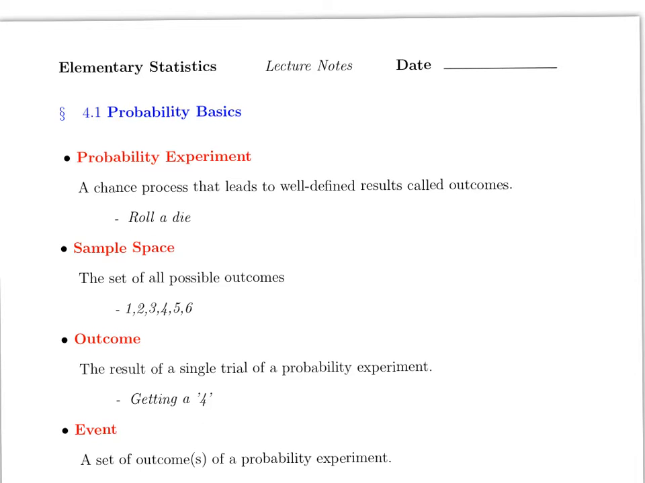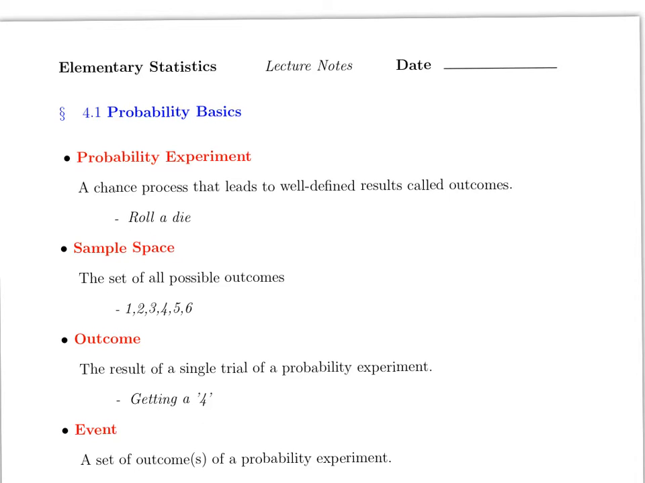We're gonna start probability. Probability is slightly different than a statistic and a little bit more tricky, but it's not that bad. In probability, you have the following elements. You always want to have a probability experiment. A probability experiment is a chance process that leads to well-defined results called outcomes.